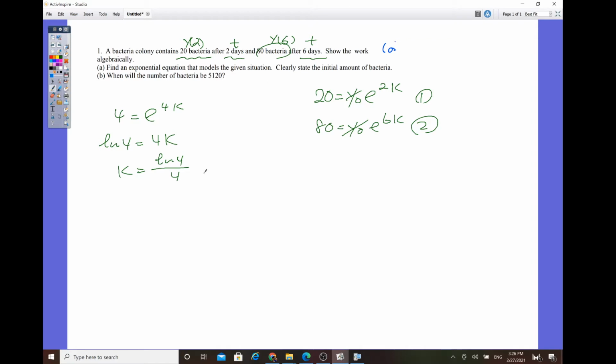Since we already found k, we can plug in a number to find the initial amount. Plug back into either one of the equations to find y0. So 20 equals y0 times e to the power of 2 times natural log of 4 over 4. Again, that's the value of k that we just found, plugging back into one of the equations and solving for y0. This simplifies to y0 times e to the power of natural log of 4 over 2.